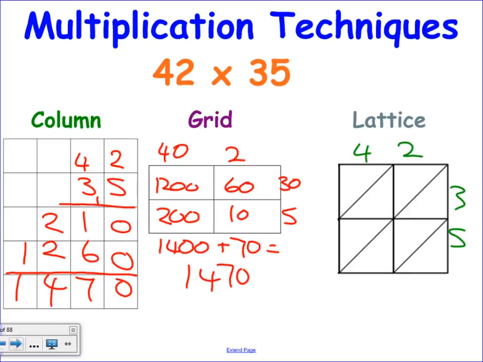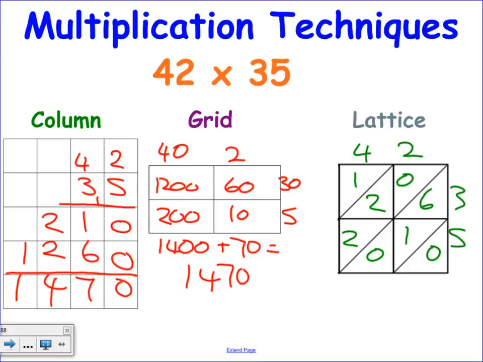So 4 times 3 is 12. So the tens go in there, the units go in there. 3 times 2 is 6. So I've got no tens, but 6 units. 5 times 4, 20. So 2 tens and no units. And 5 times 2, 10. And again, the biggest numbers you'll multiply is 9 by 9, isn't it? So you only have to know up to your 9 times tables.